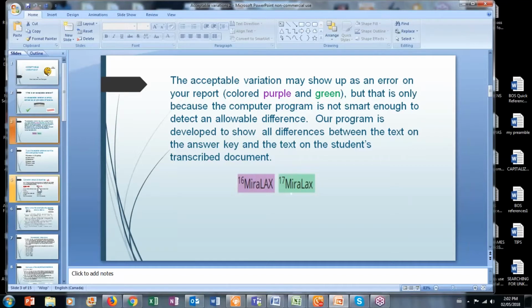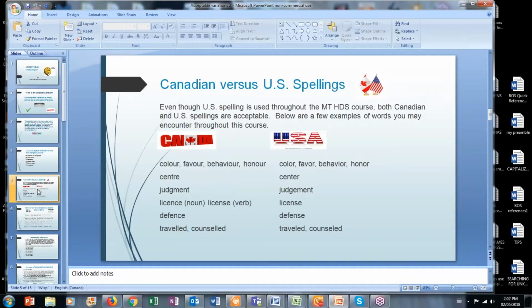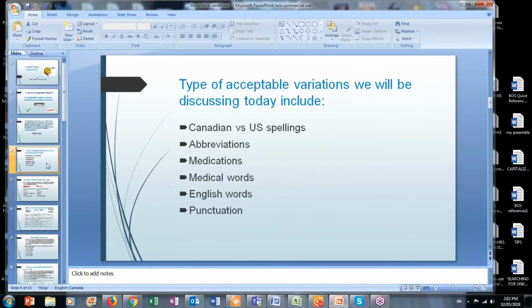So we're going to get into a couple of the acceptable variations. These are the types that we're going to talk about today: the Canadian versus the US spellings, some abbreviations, some medications, some medical words, some English words, and some punctuation. When we get to the end of each section, Lisa and I will stop and ask you if there are any questions. I know that most of you will be able to give us some more examples of acceptable variations. We'd be happy to hear some of them.